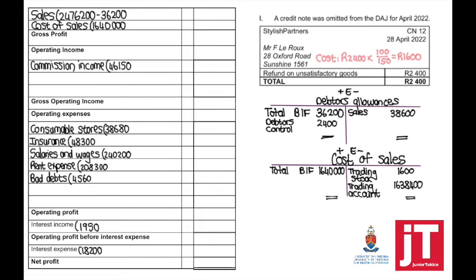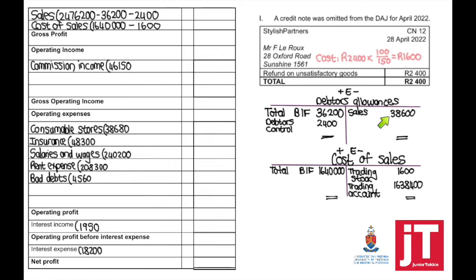Always remember that debtors allowances is closed off to your sales account. So when we're completing our income statement, we can say that 2,400 needs to be subtracted from our sales. If you look at our T account, the total brought forward, which is our debtors allowances, plus 2,400, which is the return from the customer.